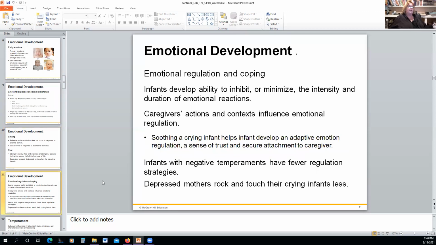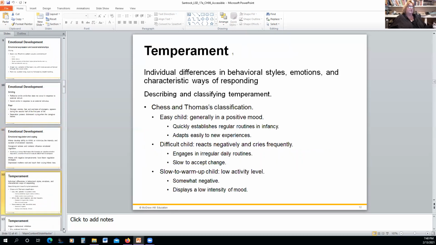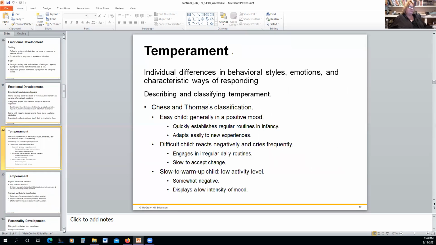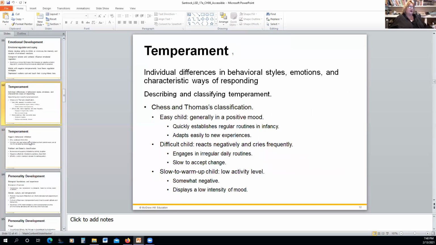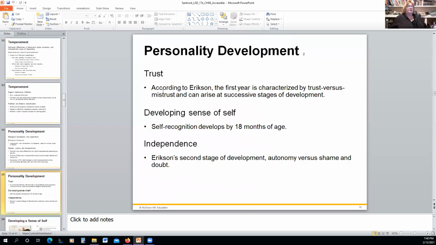Big thing in this is learning how to regulate emotions, how to calm themselves. This chapter also talks about temperament, types of temperament: easy, difficult, slow to warm up, just how they interact with the world. Your theorist is Erikson. Now, Erikson, you're going to do the entire semester.